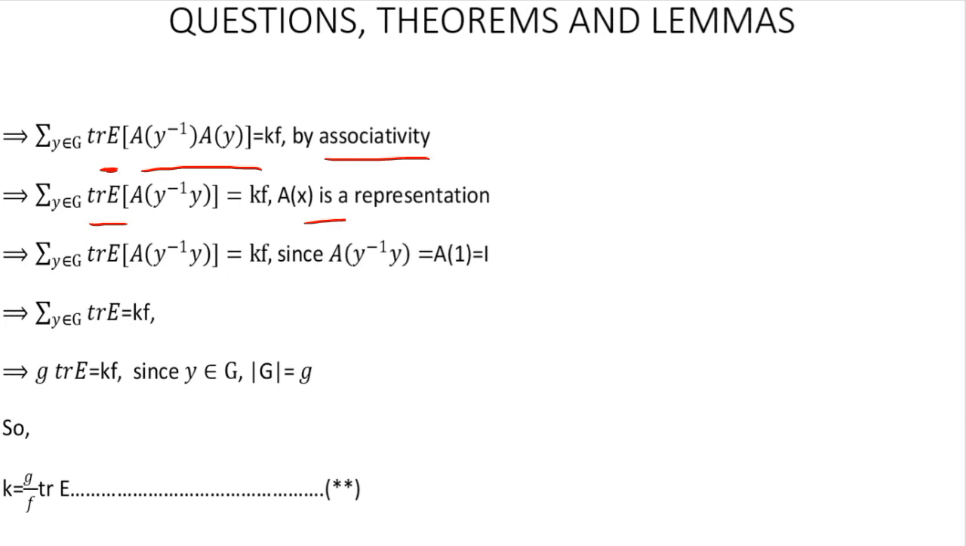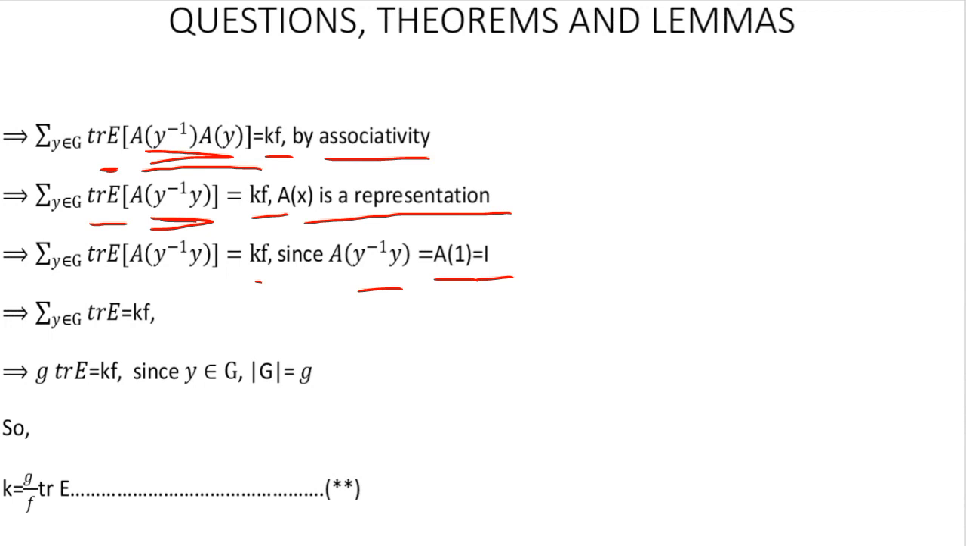However, because AX is a representation, my left-hand side changes to this. Can you see? I can do this. My right-hand side continues to remain KF, as you can see there, okay? But you know what A Y inverse Y is. It's A1, which is 1. That we had shown at the very beginning of this Maths 420.